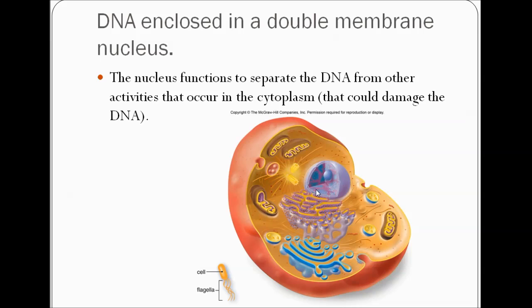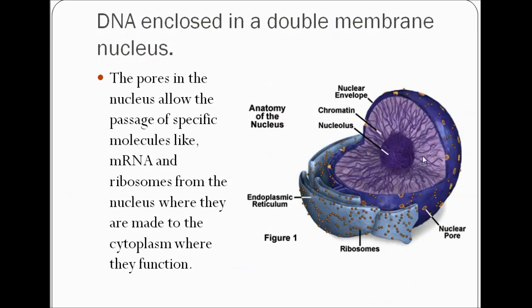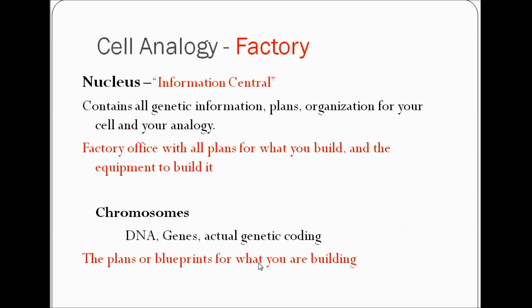DNA is enclosed in a double membrane nucleus. That's what makes them different. That's what makes them special and more evolved. We keep the DNA separate from the other activities going on in the cytoplasm that could damage the DNA. We don't want to damage the DNA. So these pores that you'll see in the nuclear envelope of the nucleus allow the passage of certain molecules to come out, like we need messenger RNA and ribosomes to come out. We'll find out more about what they're doing later, but they're building proteins.